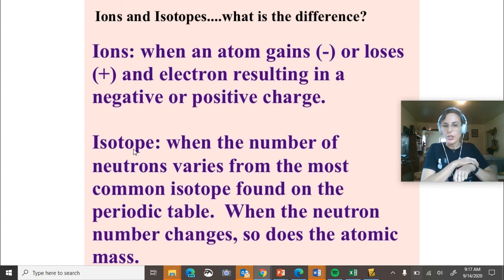So I like to think of isotopes the way I think about apples, okay? If I give you a Granny Smith apple and I give you a Pink Lady apple, you're going to tell me these are two different versions of apples, but they're both apples. Isotopes are the same way. If I have carbon 12 or carbon 13 or carbon 14, they're all still carbon, but they're different versions or variances of carbon.